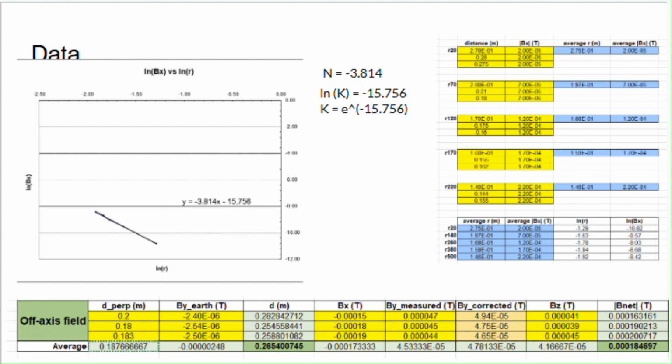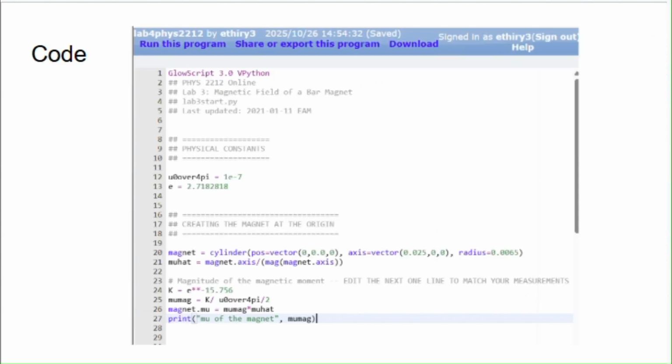The graph shows the equation with the same structure as the equation slide. Using that equation, we can solve for the value of k by putting the y-intercept to the power of e. This eliminates the natural log. So the value of k from the data is equal to e to the negative 15.756. This value is important in finding the magnet's overall dipole moment, which we discussed on a later slide. The graph was made from the distance, with certain intensities on the axis. The calculations for the off-axis field are at the bottom of the slide.